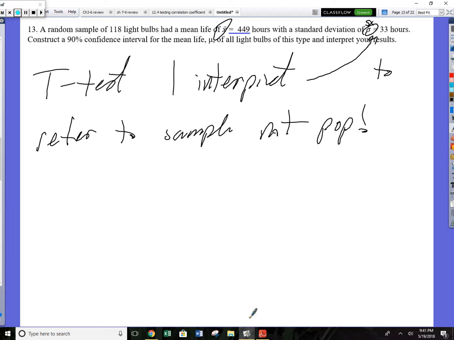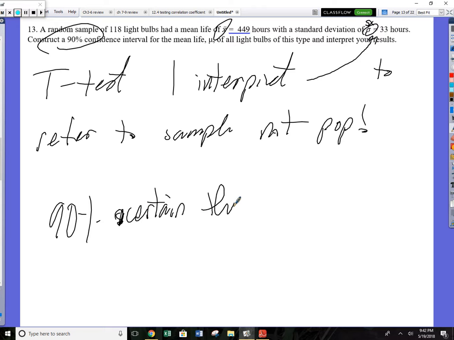And they're going to ask you to interpret your results. So here's my result. Because of our 90% confidence interval, I am 90% positive, certain is a better word, that the true population mean is somewhere here.